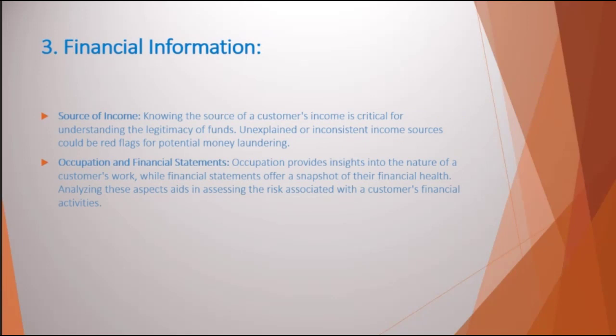Financial information. Source of income. Knowing the source of a customer's income is critical for understanding the legitimacy of the funds. Unexplained or inconsistent income sources could be a red flag for potential money laundering. Occupation and financial statements: occupation provides insight into the nature of the customer's work, while financial statements offer a snapshot of their financial health. Analyzing these aspects aids in assessing the risk associated with the customer's financial activities.